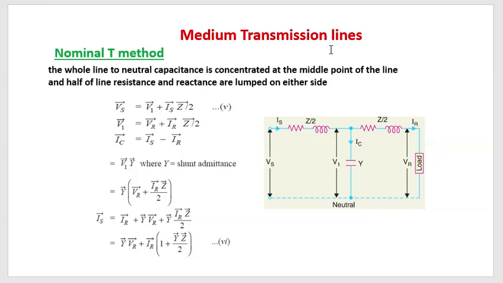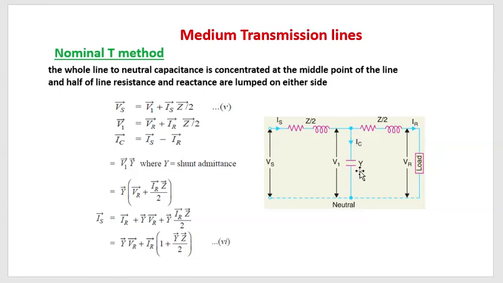In the medium transmission line, we have studied two different methods. First one was the nominal T method. In the nominal T method, we divide the impedance into two halves. One half is towards the sending end and the other half is towards the receiving end, and the line admittance is lumped in between these two impedances.